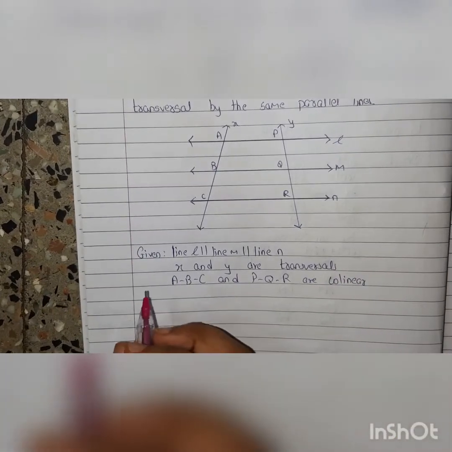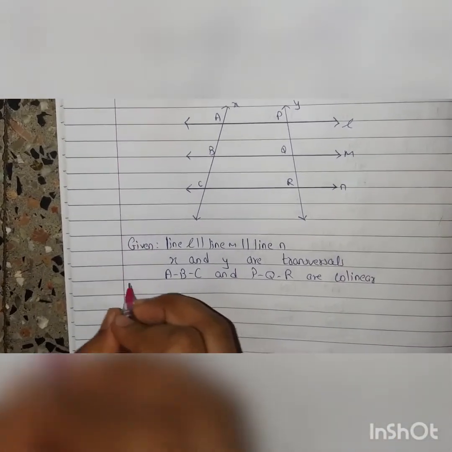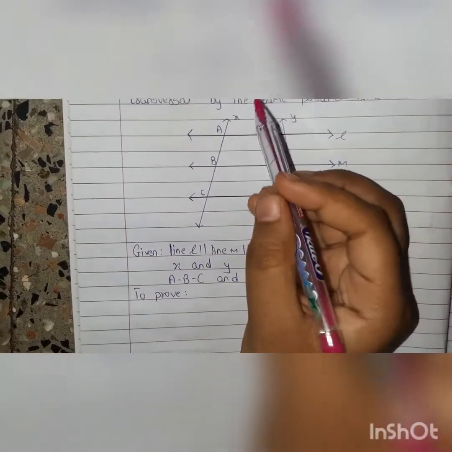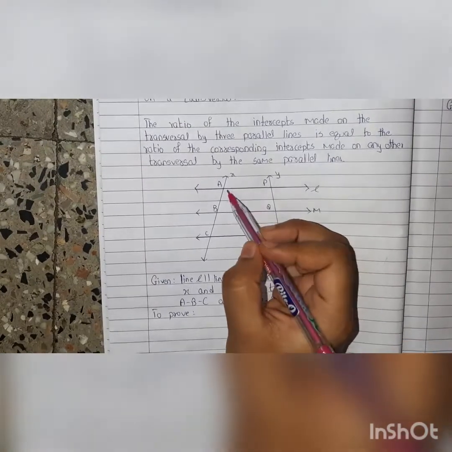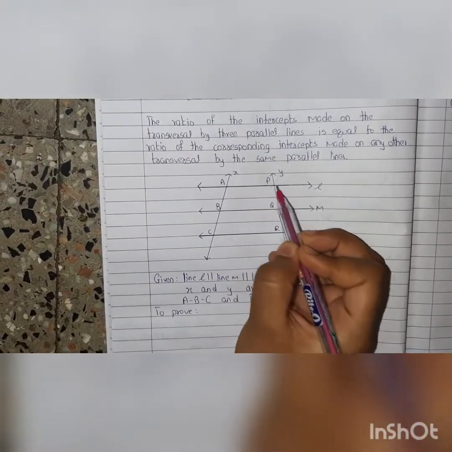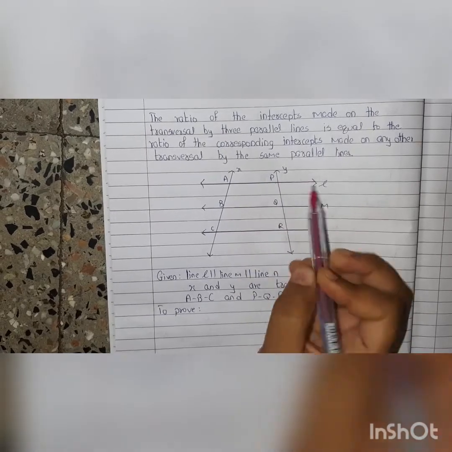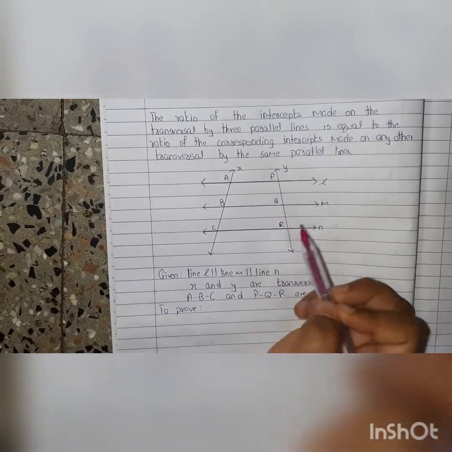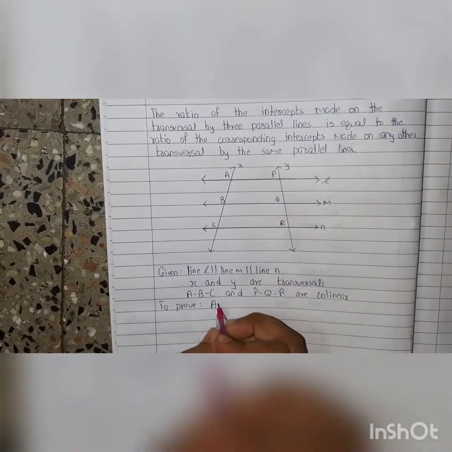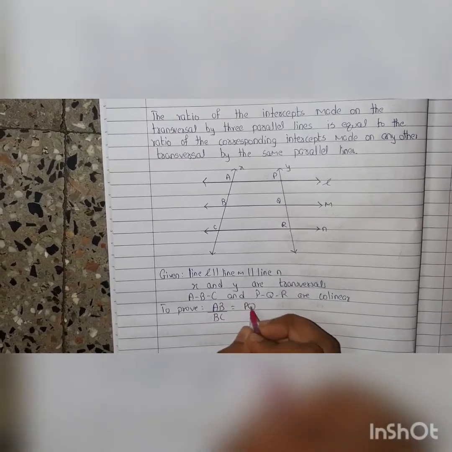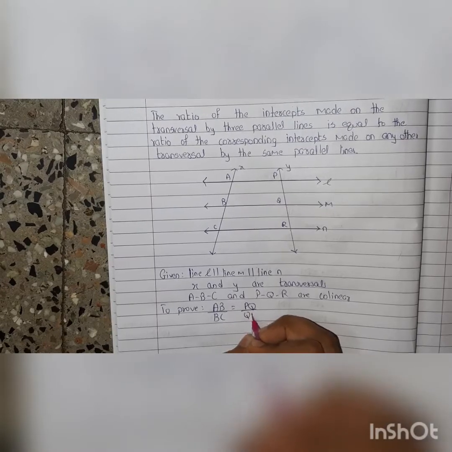So we have written down the given data. Now we will write down what we have to prove. This application tells that the two transversals cut the three lines in proportion, that is AB upon BC is equal to PQ upon QR. So we have to prove this. We will write down: to prove AB upon BC is equal to PQ upon QR.